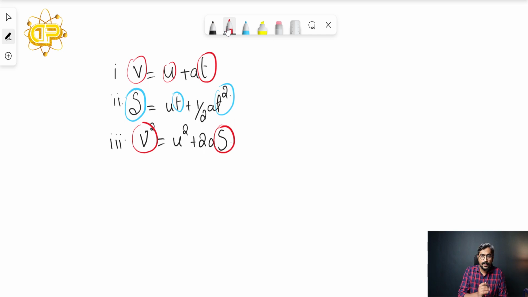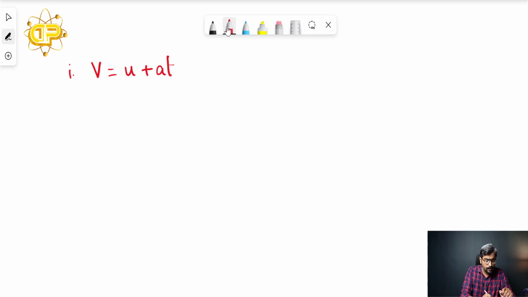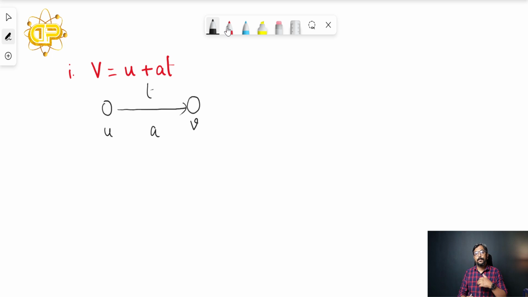Let us move straight, and the first equation goes like this, that is v is equal to u plus at. So how can we derive this v is equal to u plus at? Imagine that an object is there with initial velocity u, and it is moving with an acceleration a, and it has a final velocity v at time t. After time t, after its initial movement, you can see that the velocity is v.